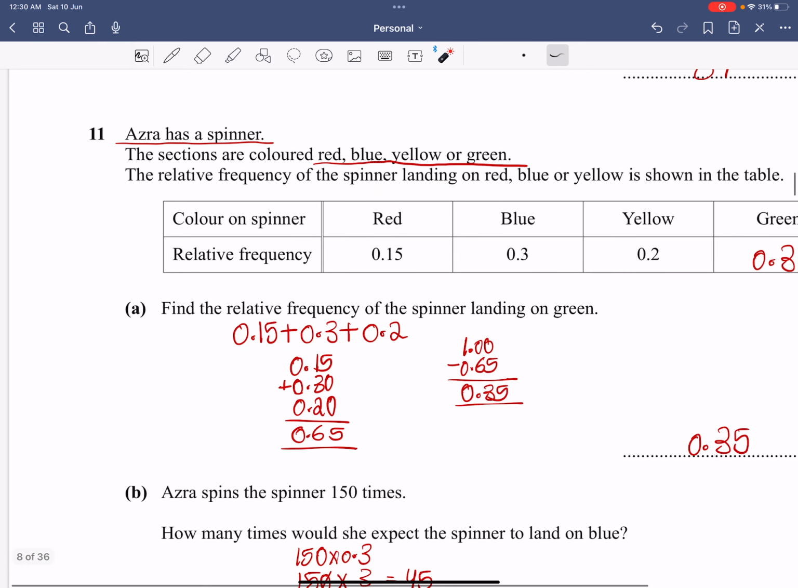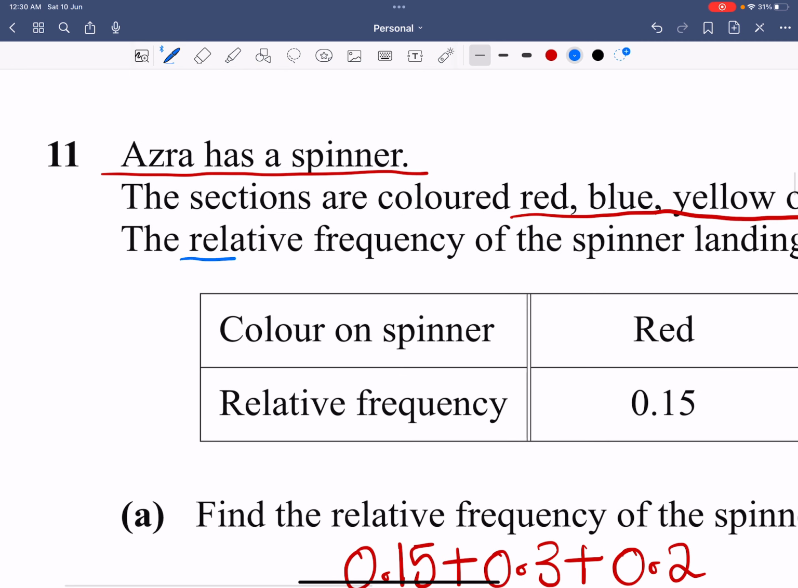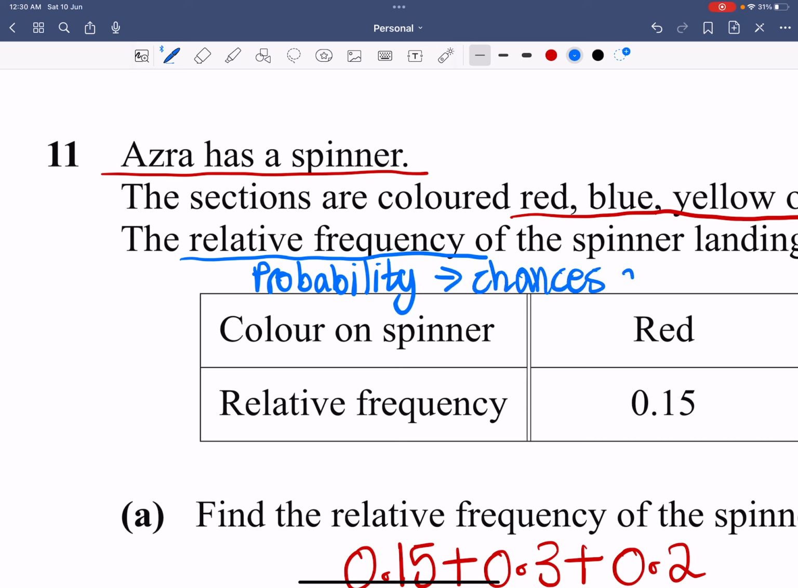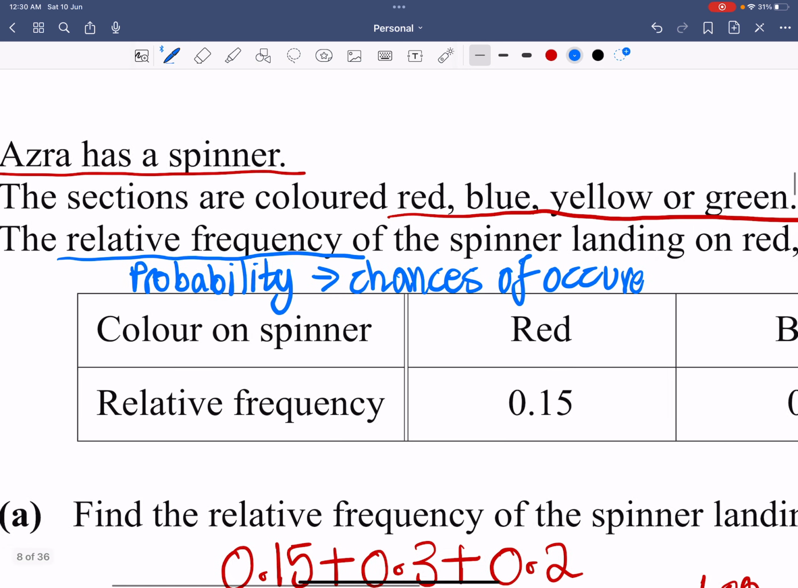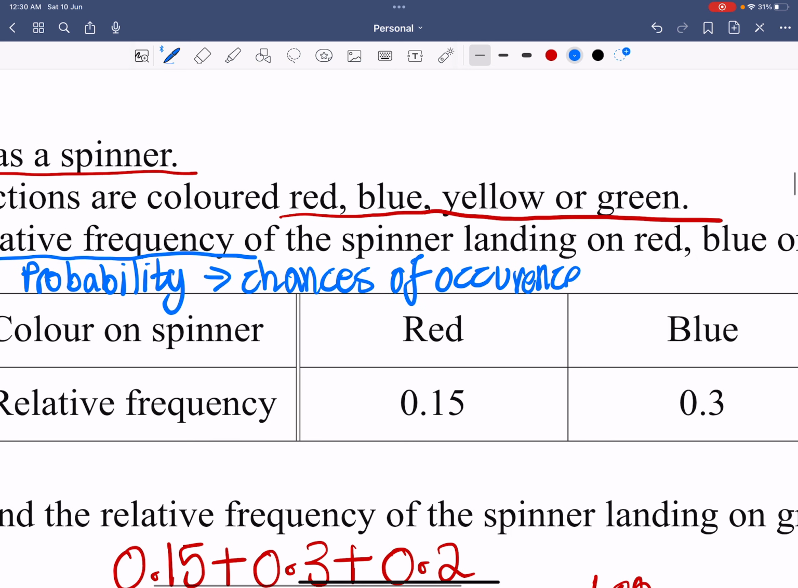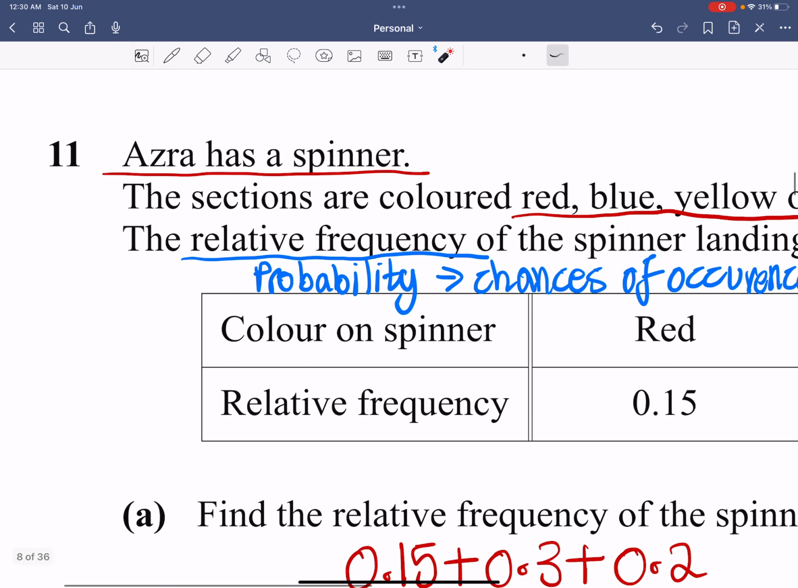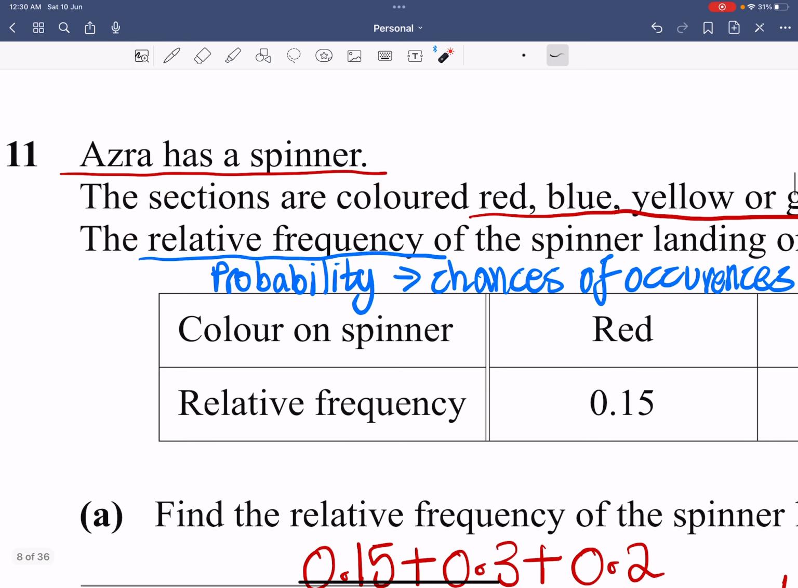So what is the relative frequency? The relative frequency is the other name of probability. So what is probability? Probability is the chances of occurrence, right? And relative frequency is known as estimating the chances of occurrence. So through relative frequency we estimate the chances of occurrence.